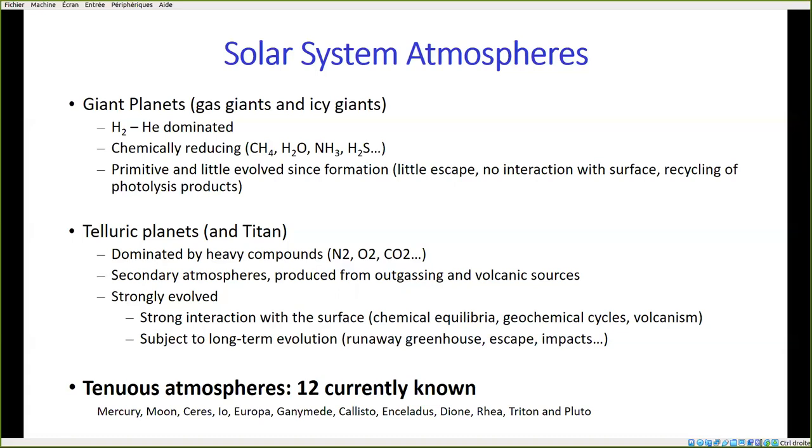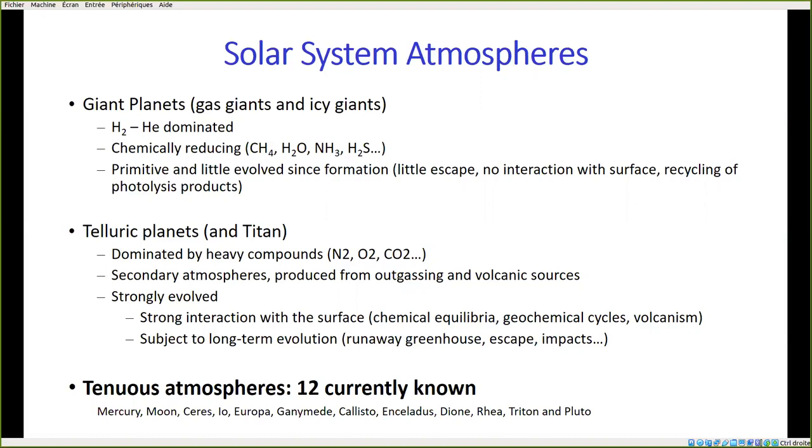These atmospheres are primitive in the sense that they were captured at the time of formation of these planets, and they have undergone little evolution. This is because escape is negligible on these massive bodies, and also because these atmospheres do not directly interact with the solid surface. So for example, although there is photolytic conversion of methane into higher order hydrocarbons, those are being transported into the deep atmospheres, and there they are recycled back to methane.